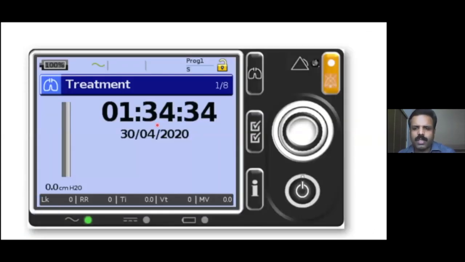Okay. So now coming to the ventilatory settings. Sorry, Anup, there was a request to explain the difference between ST and PAC modes. Okay, so I've already told.